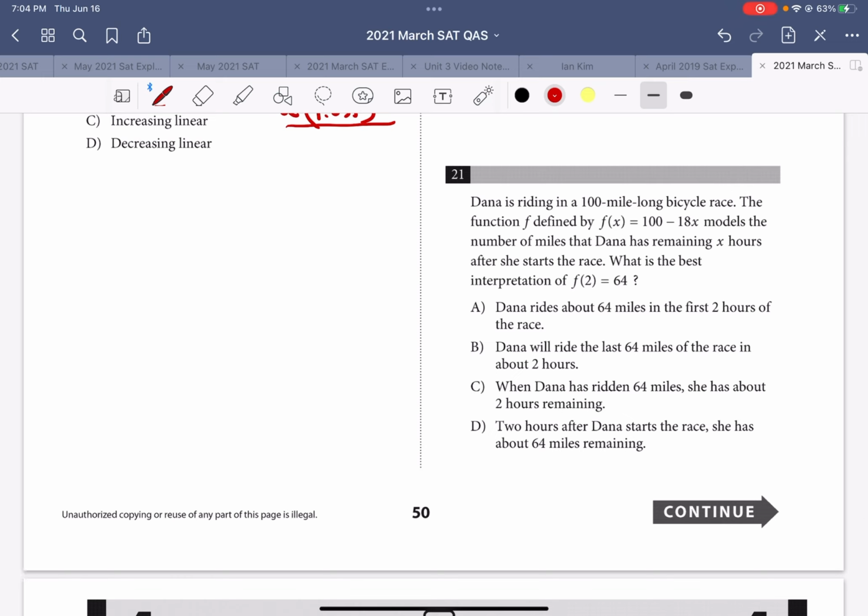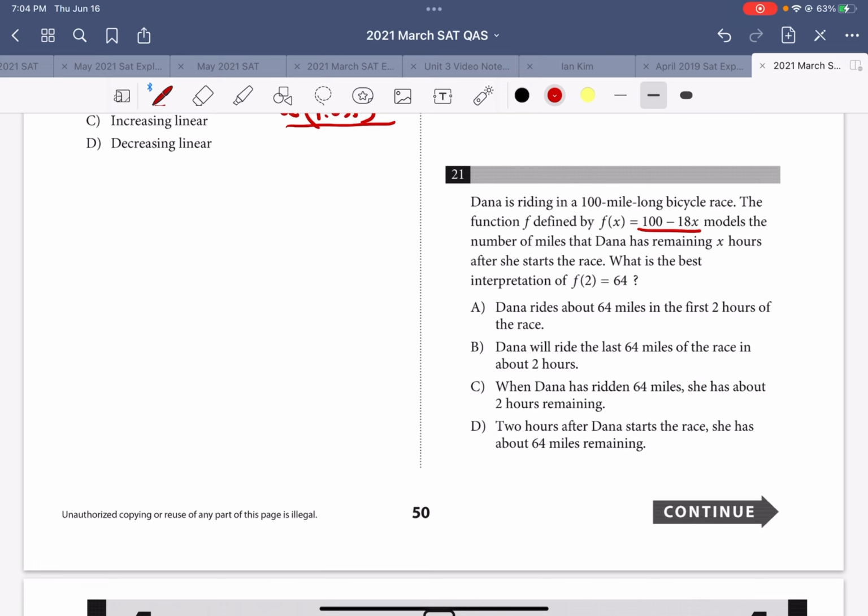Number 21. Dana is riding a 100-mile long bicycle race. The function f defined by f of x equals 100 minus 18x models the number of miles that Dana has remaining x hours after she starts the race. What is the best interpretation of f of 2 equals 64?